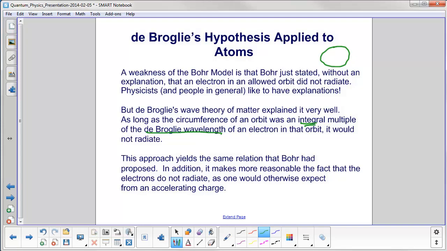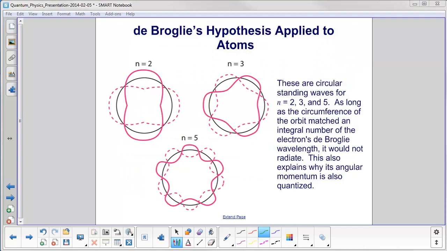In addition, it makes it a little more reasonable that the electrons do not radiate, as one would expect otherwise from an accelerating charge. These are circular standing waves for various different orbits. Over here you have n equal 2, and you can see it has two lobes, n equal 3 and n equal 5. As long as the circumference of the orbit matches an integral number of these de Broglie wavelengths of the electron, it would not radiate. And this also explains why its angular momentum is quantized.